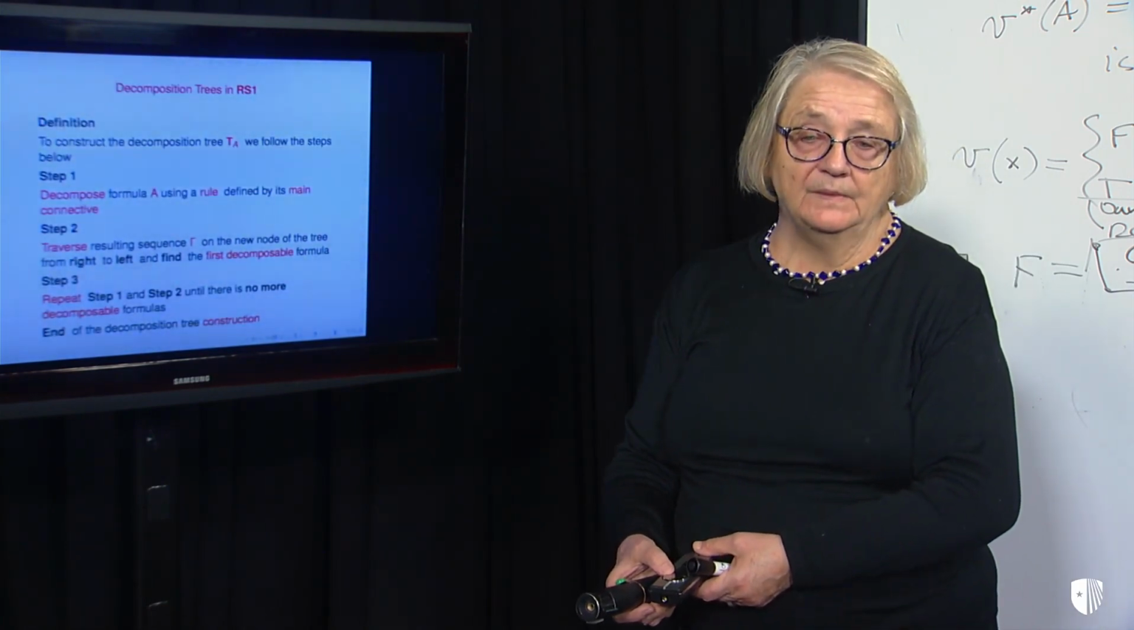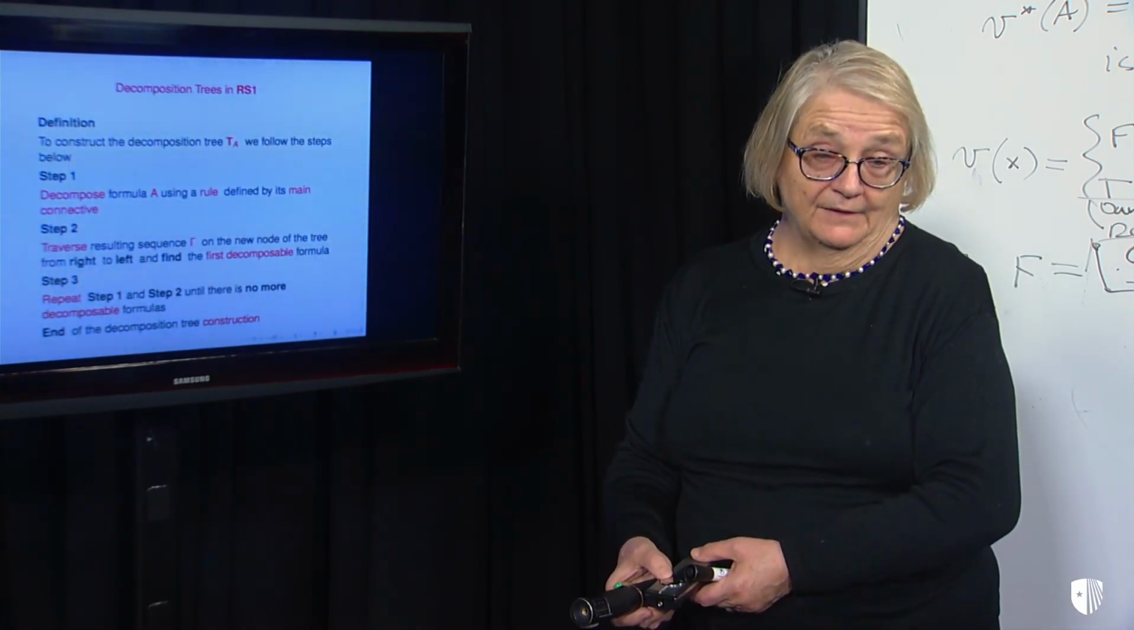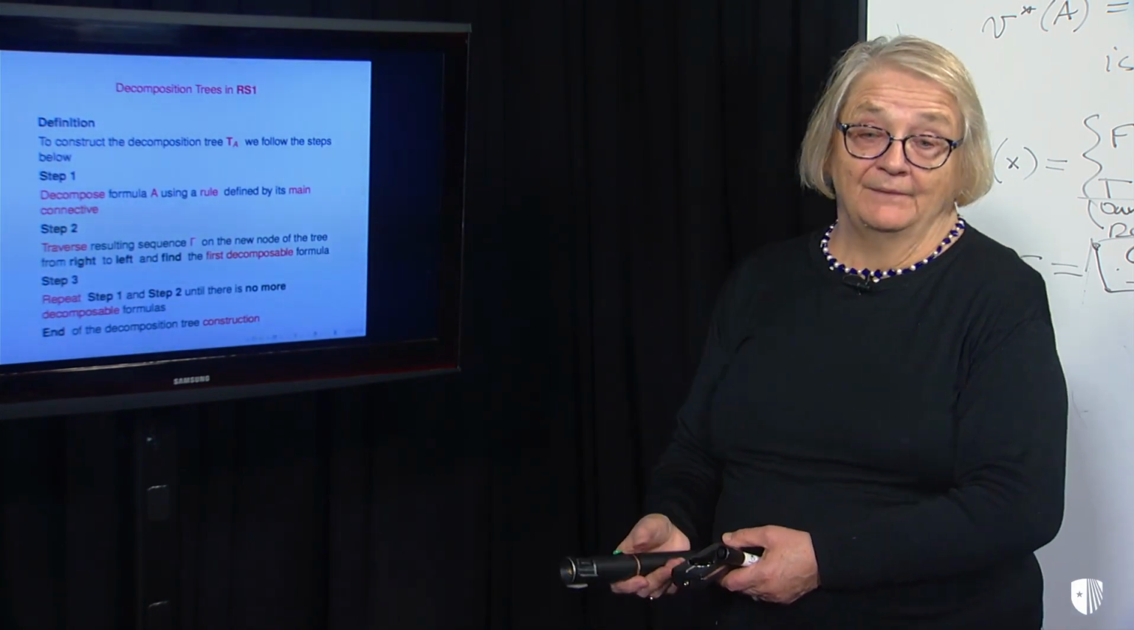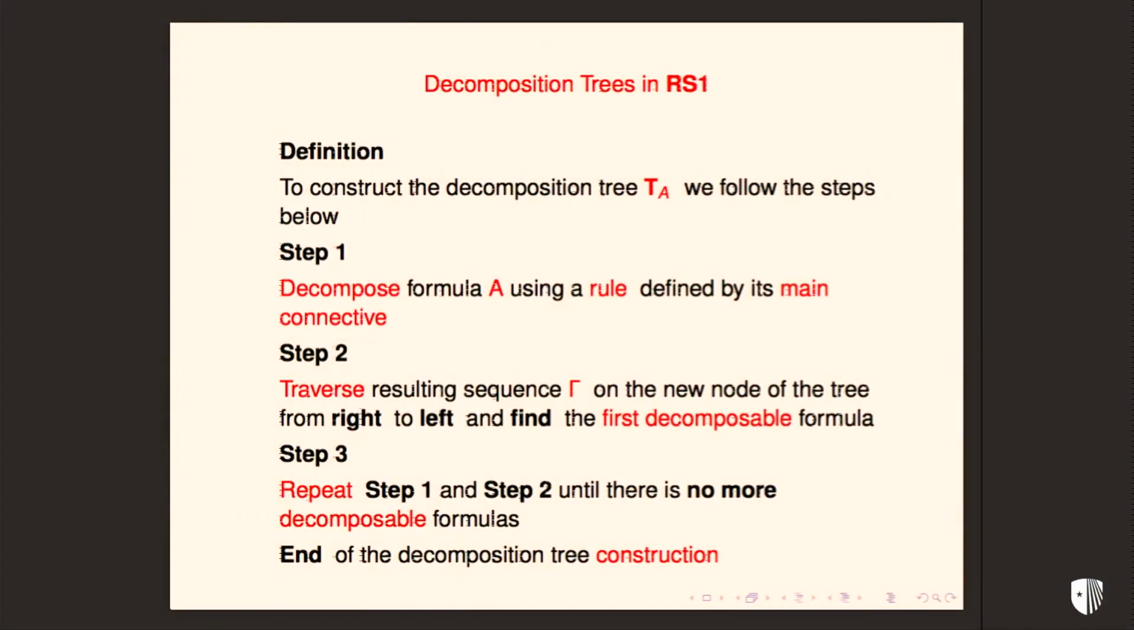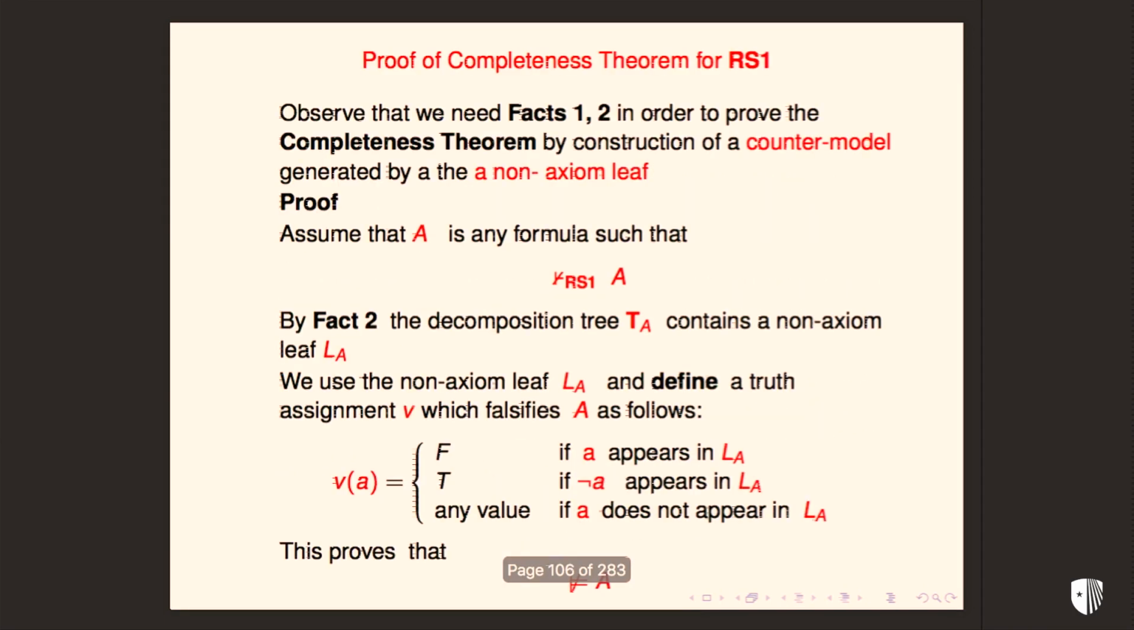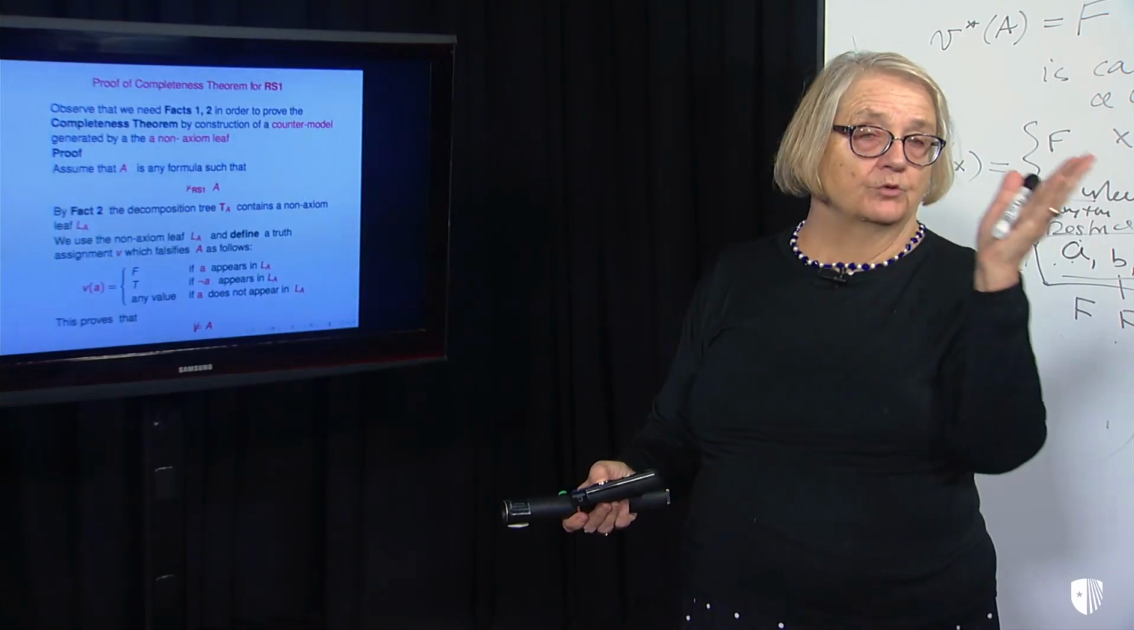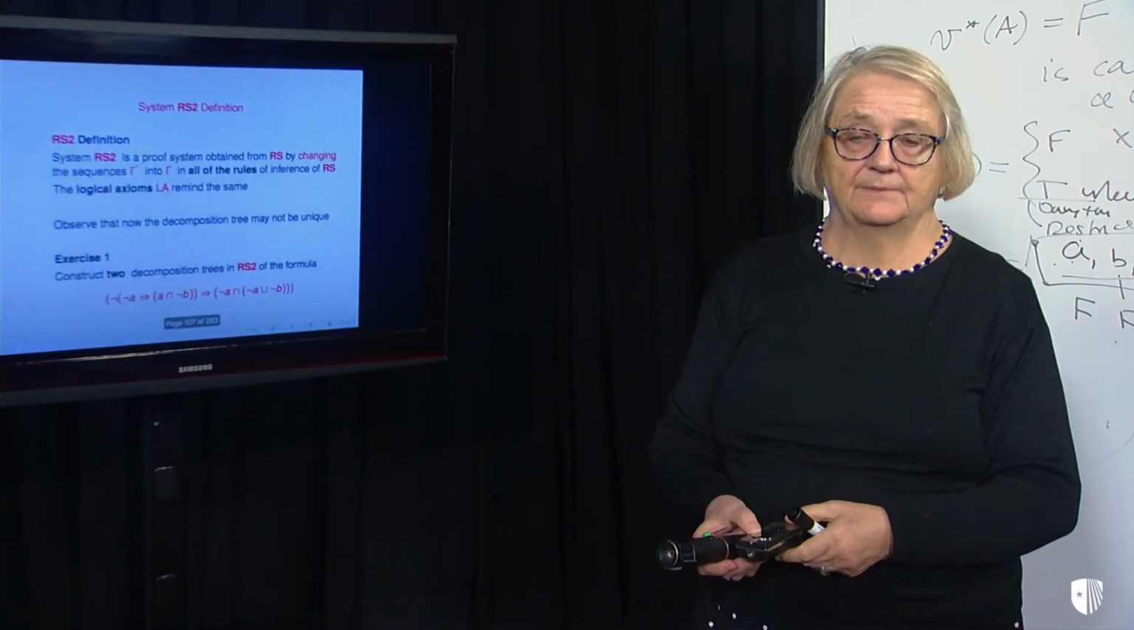Now, then you can write the decomposition tree. When you write the decomposition tree, you traverse the resulting sequence on the new node of the tree from right to left. And in the first system, you went from left to right. So the rest is exactly the same. You have uniqueness because you have those primes, everything goes the same.